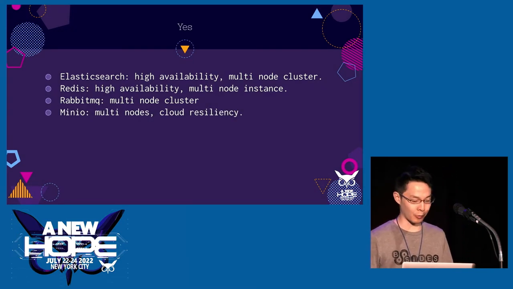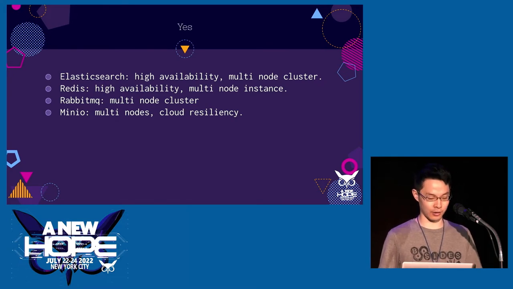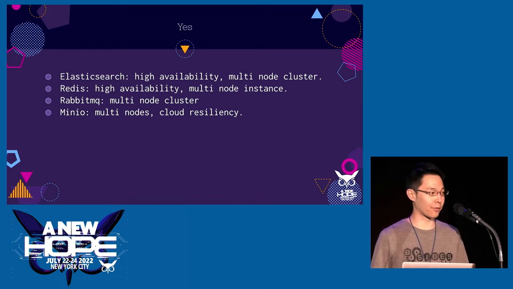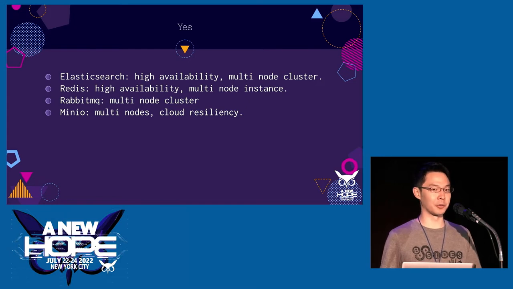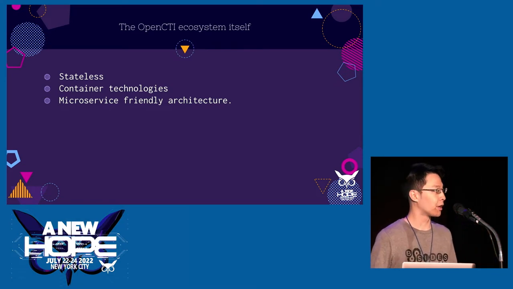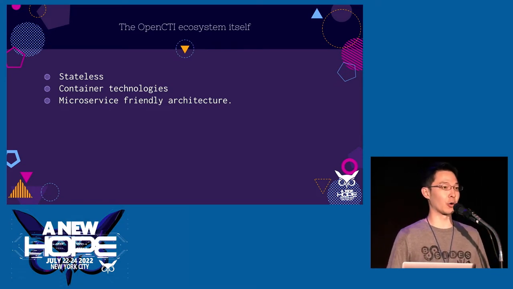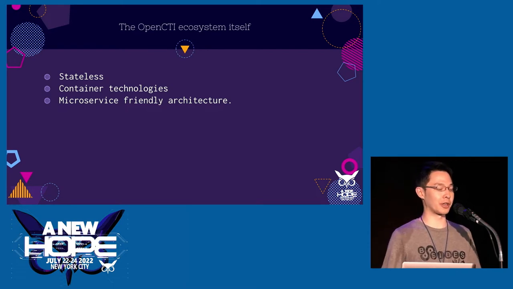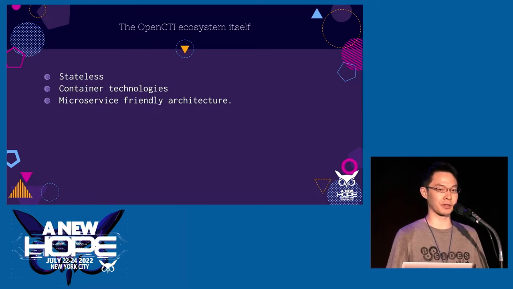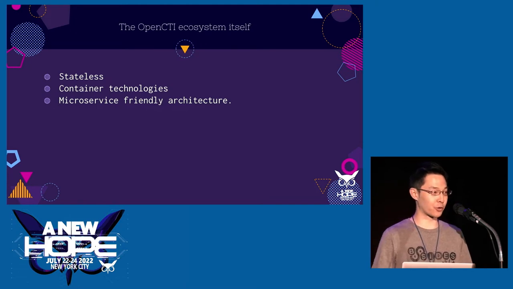MinIO, if you have access to an S3 bucket, whether it be AWS, GCP, or Azure, you'd have the cloud platform's word of 99.9999% availability uptime, which translates to about a handful of hours of downtime every year. And the OpenCTI ecosystem itself, meaning the platform, the workers, the connectors, they're all stateless in nature. They don't hold any state. If they go down, your data won't disappear, as long as everything's being written into Elasticsearch, as long as you're saving it to a persistent disk, you won't have to worry.